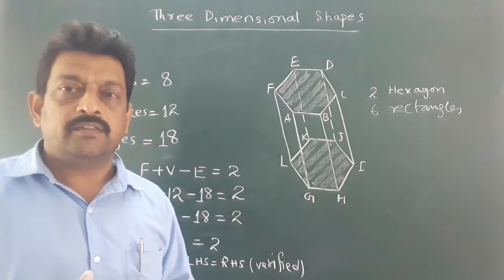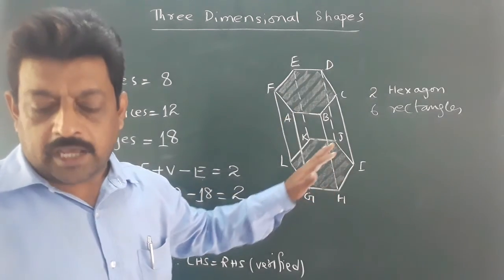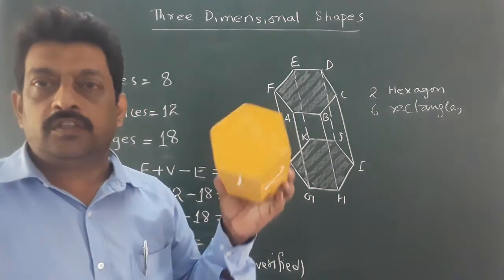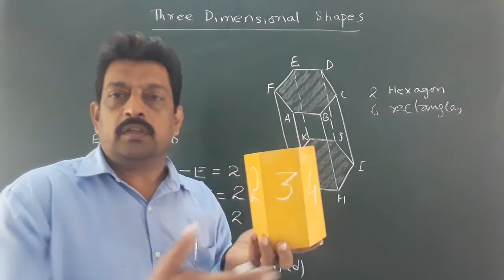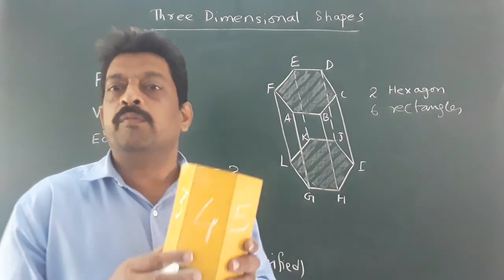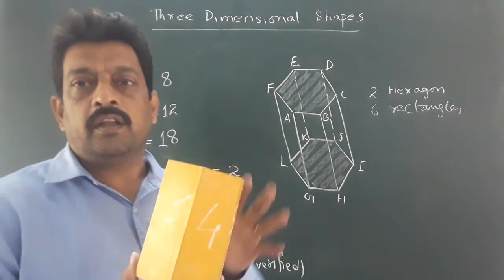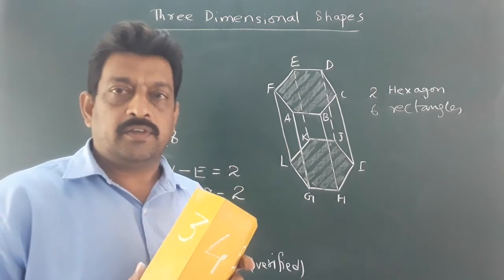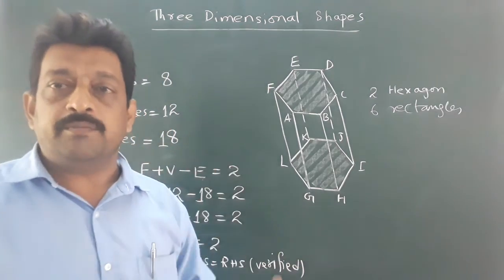Hope you are getting it. This part is not so hard. If you can draw the diagram properly and if you can manage the solid shape at your home or in your school, in your math lab, then you can easily understand how we are counting the number of faces, vertices and edges, and then you can easily verify this. Okay students, understood the prism.